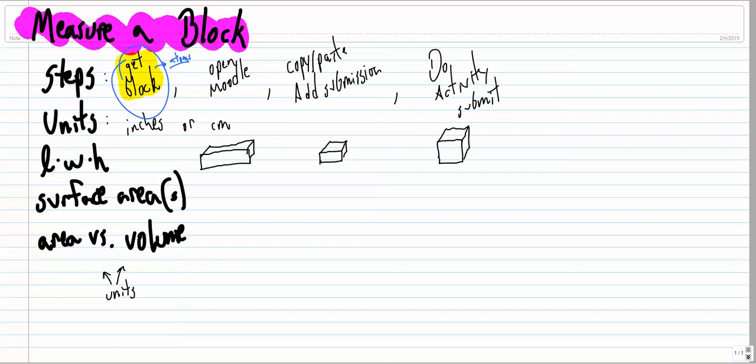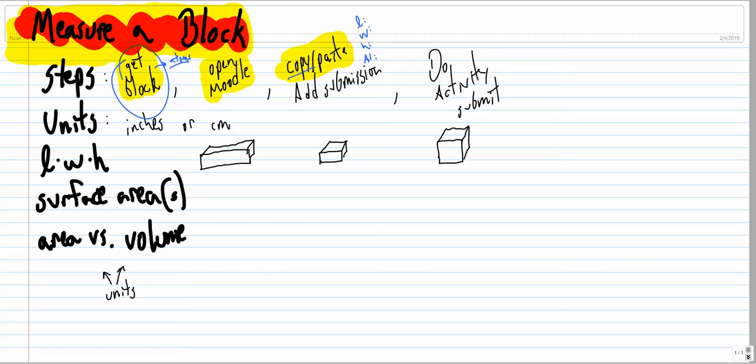Then you are going to get to where you need to be in Moodle. That's going to be the measure a block stuff. I would recommend having that open while you watch the video. And then inside the measure a block activity, after you do the questions, I would copy and paste the list. And what do I mean by the list? There's a list there that says what's the length, what's the width, what's the height, what's the area, and so forth. I'd copy all that.